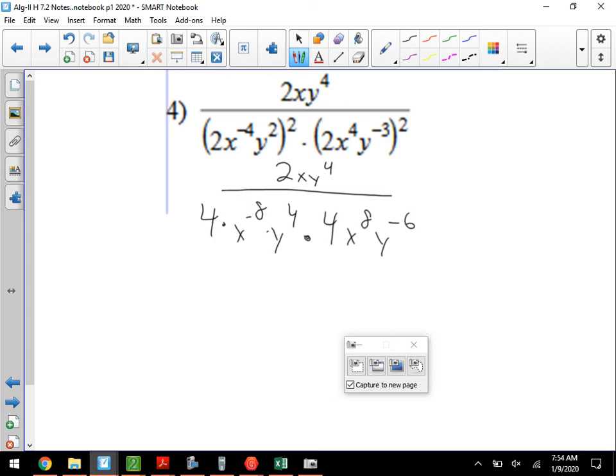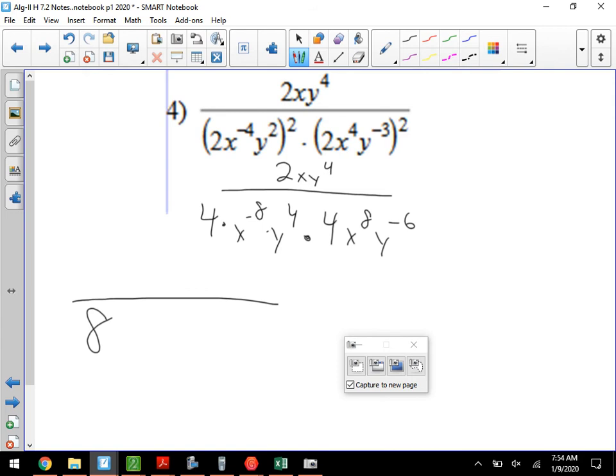Now, I always have been a strong advocate of taking care of numbers first. What's 4 times 4? 2 over 16 simplifies to what? 1/8. Good. So numbers are done. I know it's something over 8.